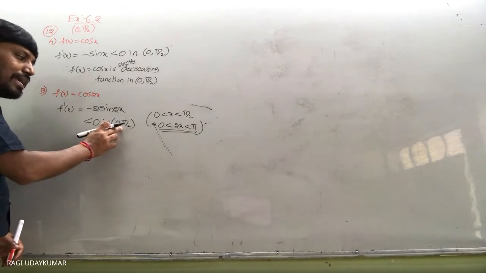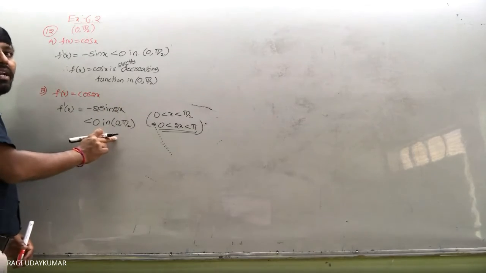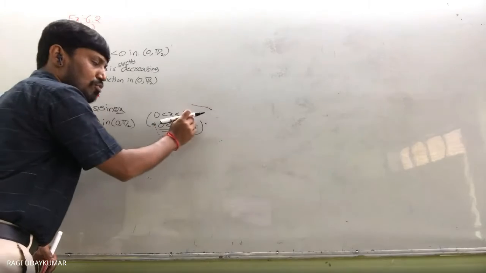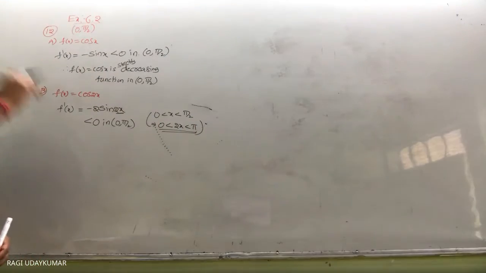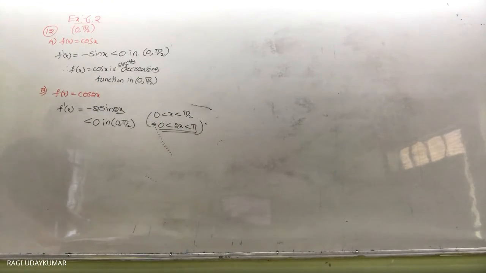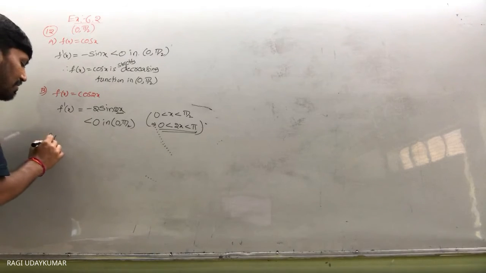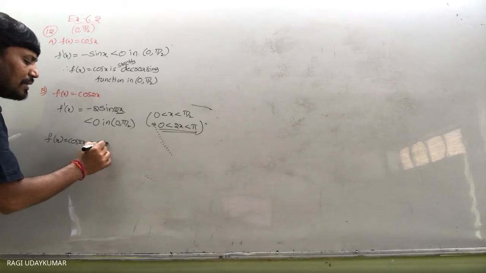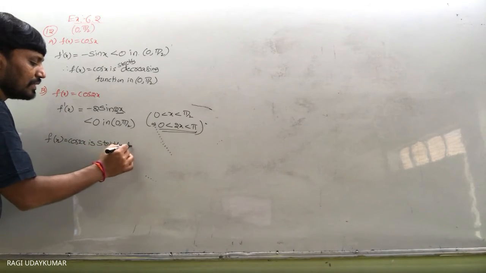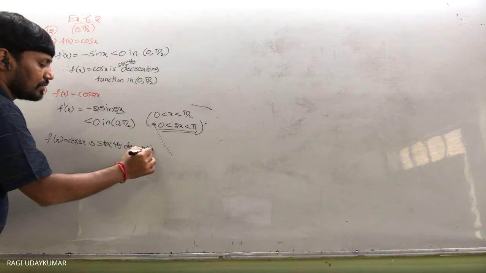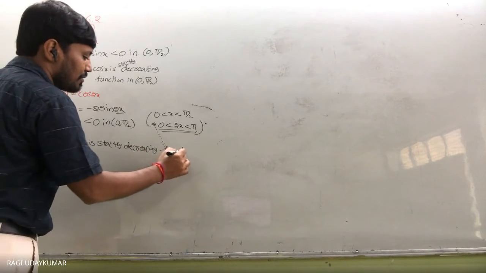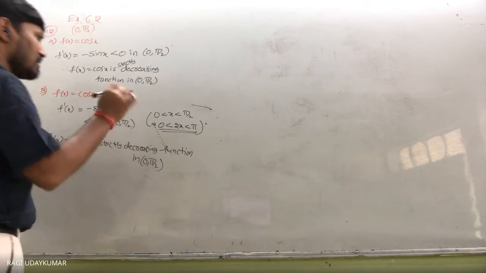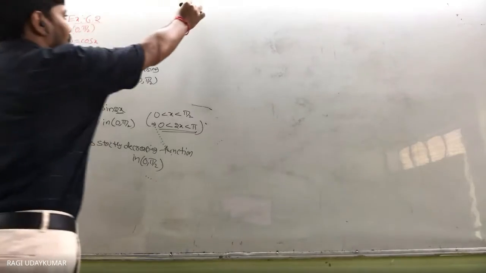When you are taking the x interval, as it is given to you, x lies between 0 to pi by 2, which means 2x lies between what interval, that you need to write. So here you can write that f of x equals cos 2x is a strictly decreasing function in 0 to pi. This is okay. This is also not that confusing.